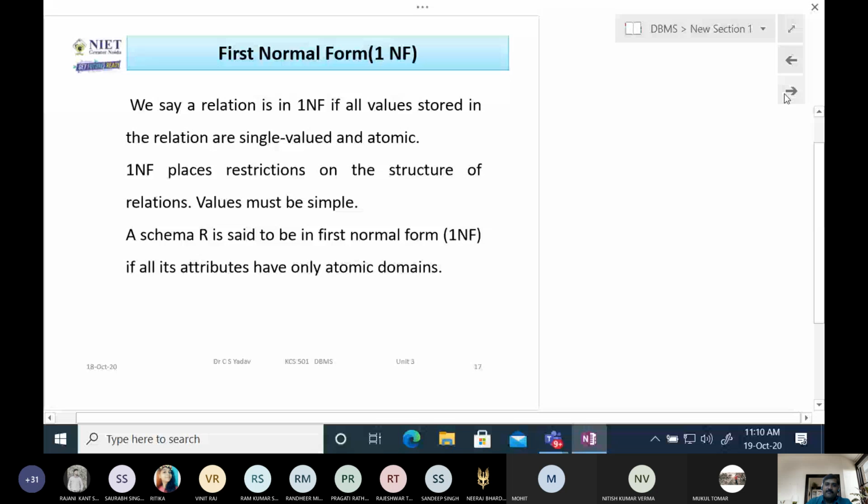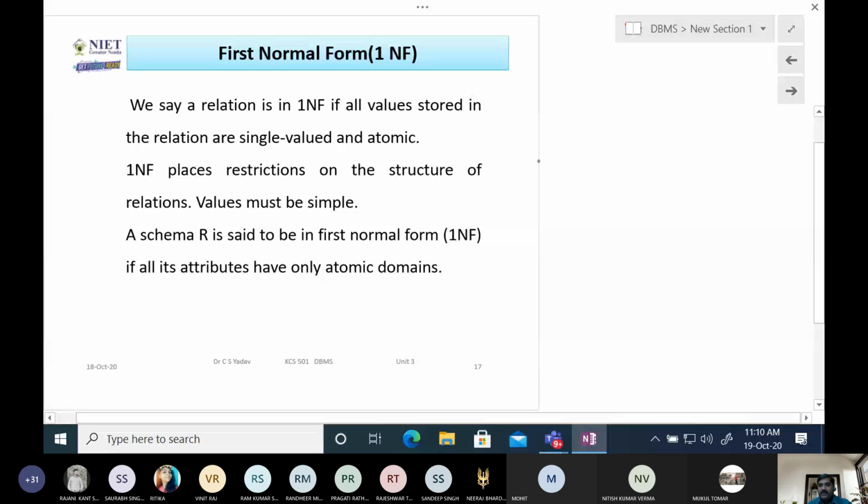Now, the definition of first normal form. A relation or table is said to be in first normal form if all its attributes have only atomic values, or all the underlying domains contain atomic or single-valued values. Multi-valued is not allowed in first normal form.